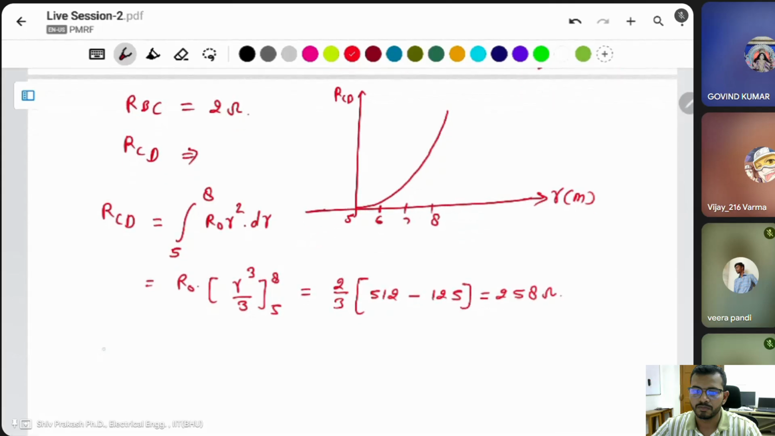Okay, then total resistance RAD is equal to RAB plus RBC plus RCD. This is 16 ohm. This is 2, given in the question, 258, and by this calculation the total is 276 ohm.